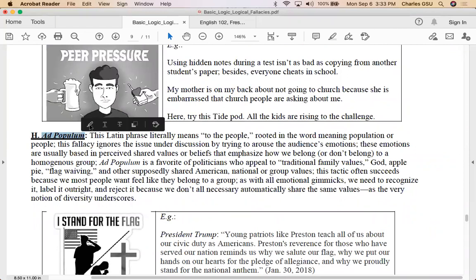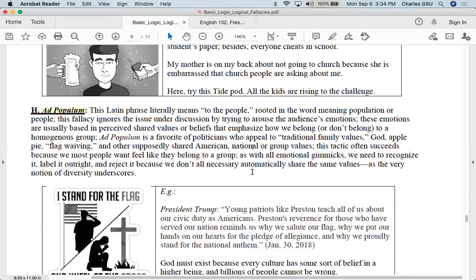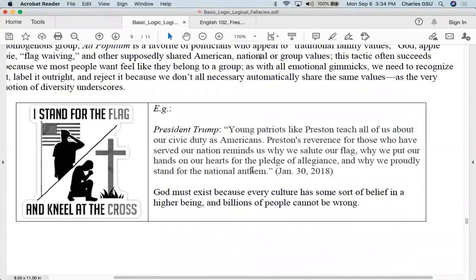So ad populum is to the people. This is a pretty slick fallacy because what it tries to do is appeal to your emotion, that kind of pathos-driven argument, and different kinds of emotion. It can be based on beliefs of Christianity or religion, or some group that you belong to, like, you should do this because you belong to an HBCU, or you should do this because you're a Christian, or you should do this because you're an American, whatever the heck that means, right? So here's a couple examples.